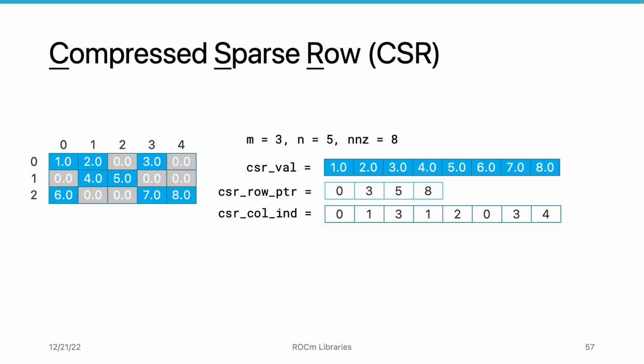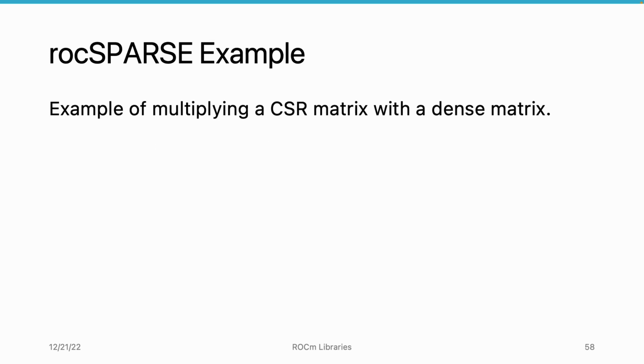So in COO, every time we want to access a point, we need to traverse the whole matrix. But in CSR, every time we want to access one element by its coordinates, we only need to traverse the row, which is much more convenient compared to the COO format. It's very important to understand this format, and only after understanding it can we try to understand a rocSPARSE example and see how the API is used.